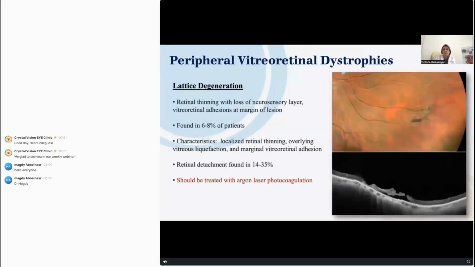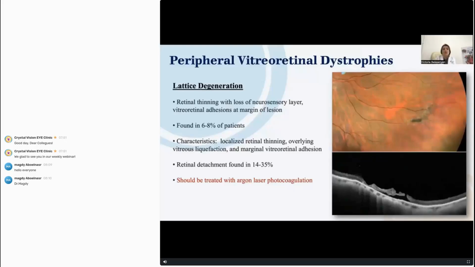Next, we will discuss those types of peripheral retinal dystrophies in which the vitreous body is also involved in the pathological process. These are peripheral vitreoretinal chorioretinal dystrophies. Perhaps these dystrophies should be approached with particular caution, as they are more associated with the risk of retinal detachment.